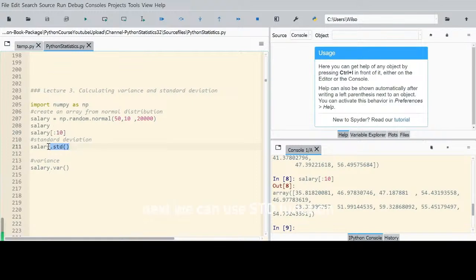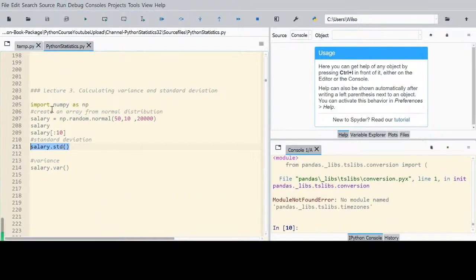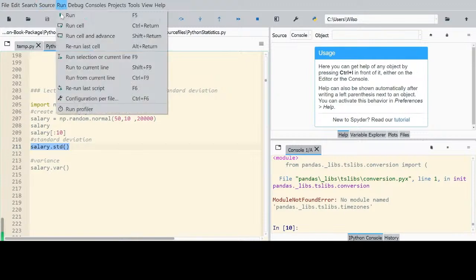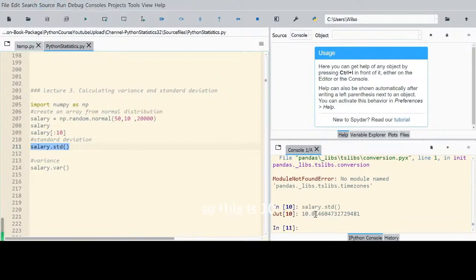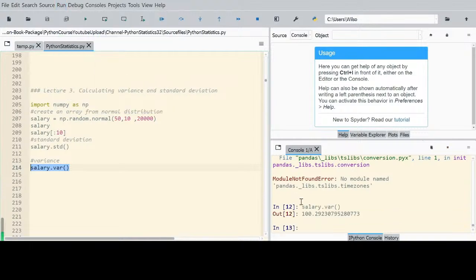Next, we can use the std function from NumPy, just salary.std with parentheses. So this is about 10. And we can also use salary.var to calculate the variance. You can see the variance is about 100, the square of 10.